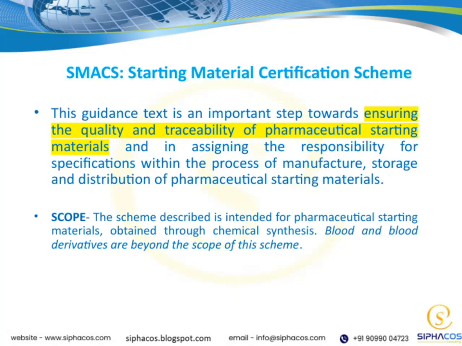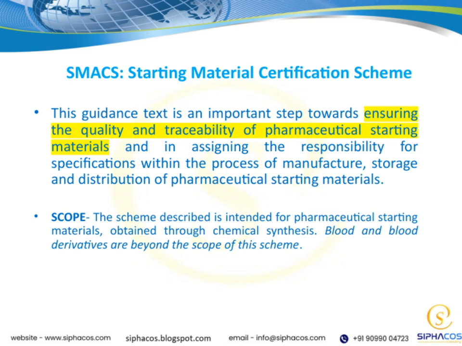This guidance text is a key step in making sure we maintain the quality and traceability of pharmaceutical starting materials. It also helps us clearly define who is responsible for setting the specifications throughout the entire process, from manufacturing to storage and distribution. The scope of this scheme specifically covers pharmaceutical starting materials that are obtained through chemical synthesis.